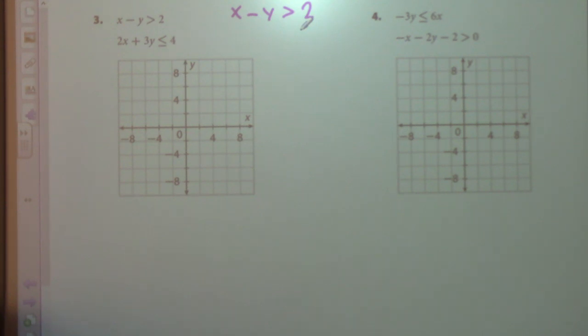What does it say on the back here? Add or subtract the x term and divide by the coefficient of y, okay? So now looking at that one up there, Carly, x minus y is not equal to, but greater than 2. What is the x term over there?